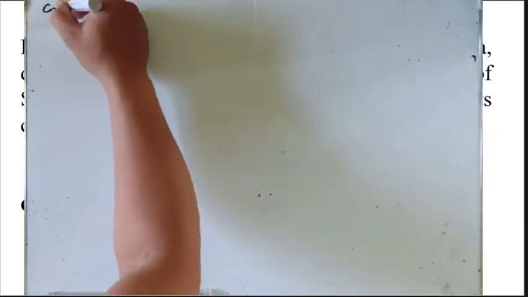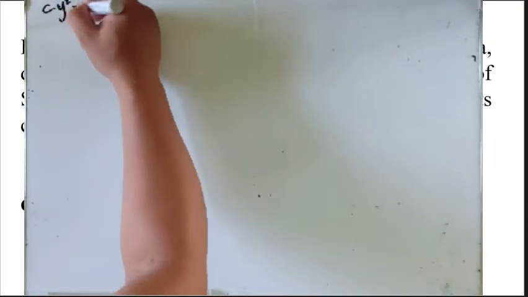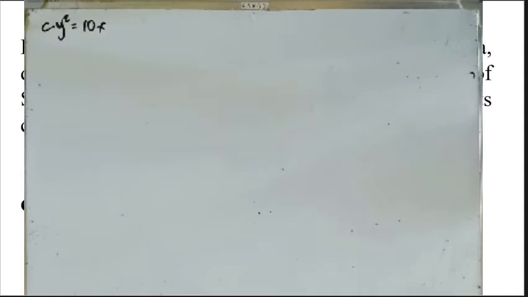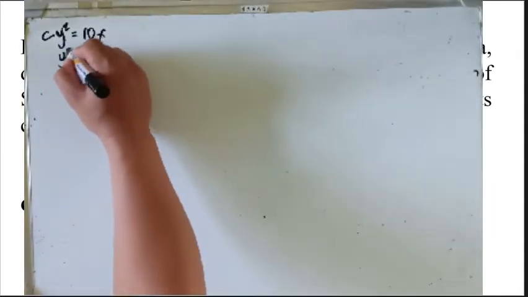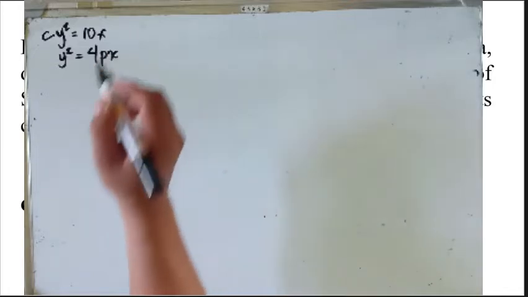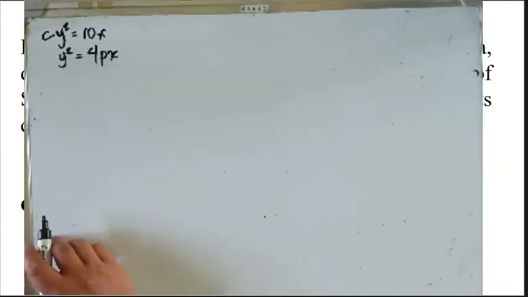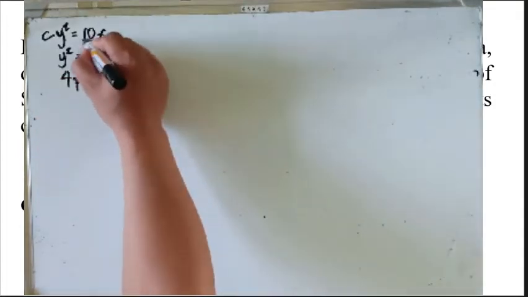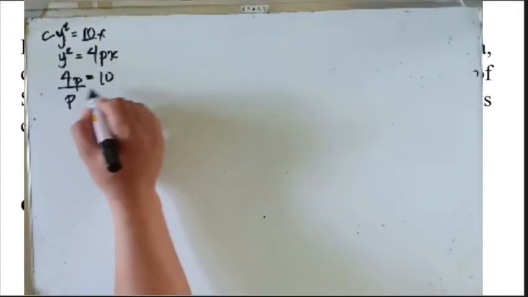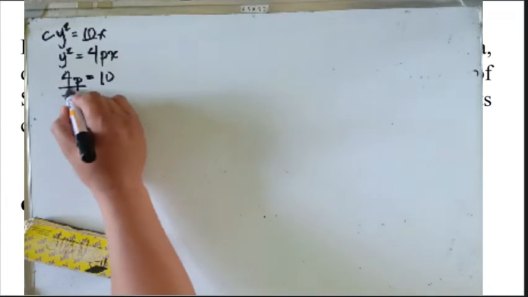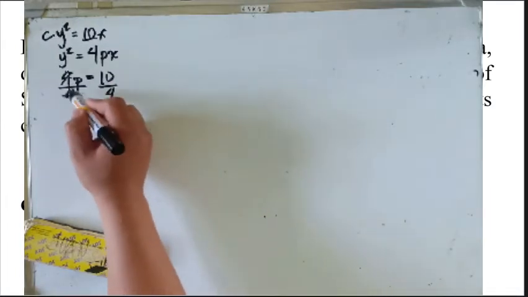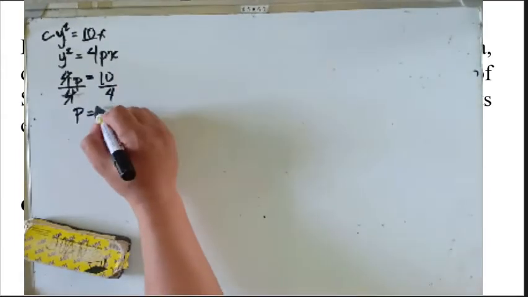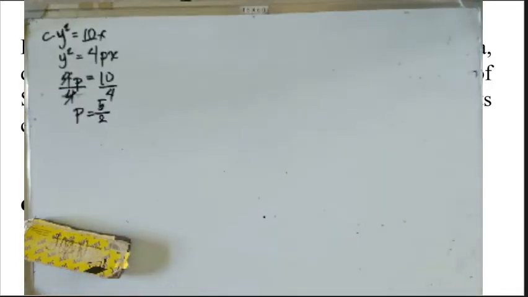For the letter C example, we have the given y squared is equal to 10x. If you observe, this is in the form of y squared is equal to 4px. What is the first step? Yes, correct. We need to get the value of p by equating 4p to 10. Solve for p by dividing both sides of the equation by 4. The value of p is 10 over 4. Reduce that to the lowest term, that would be equal to 5 halves.